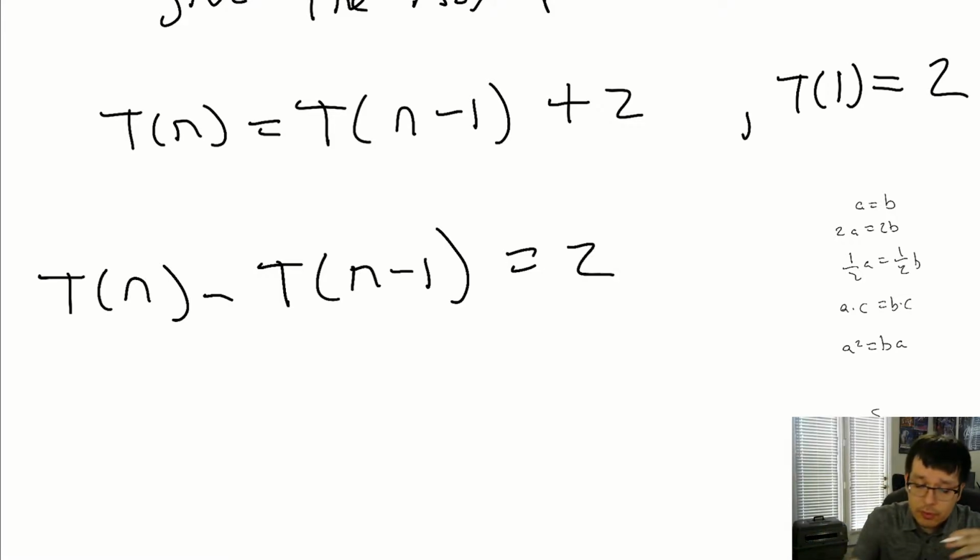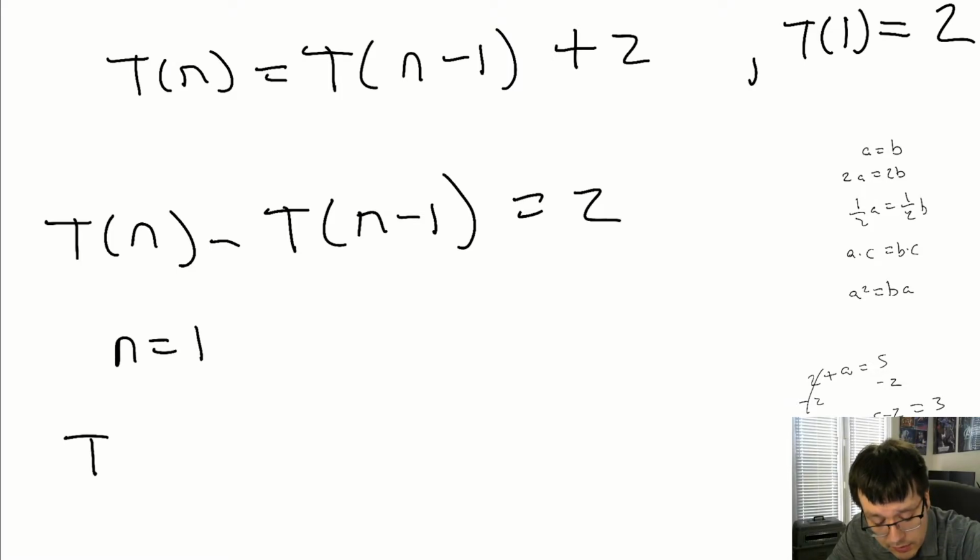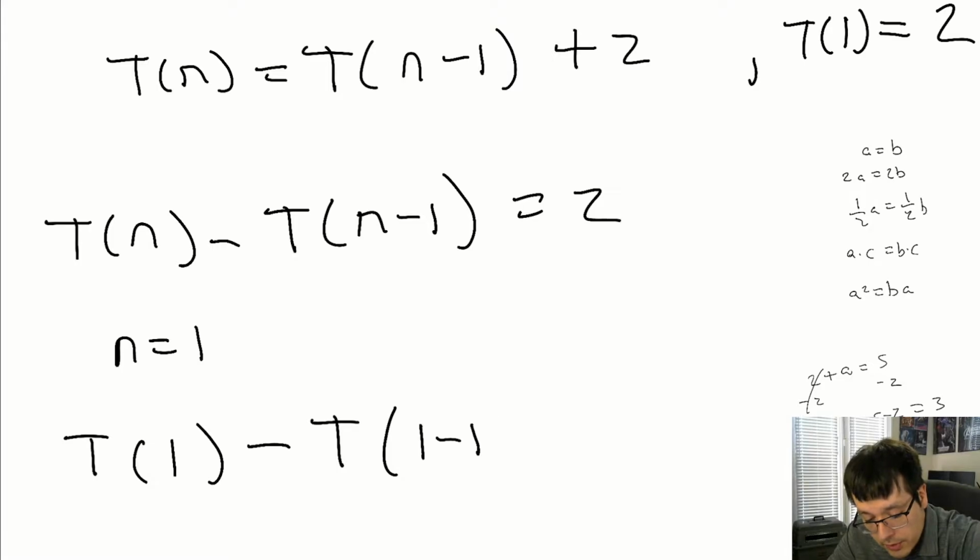So because we're going from 0 to n, let us try to plug in our base case here. So our base case is T of 1 is equal to 2, right? So that means that n has to be equal to 1. So if I plug that in and say T of 1 there, then this becomes T of 1 minus 1, which is 0, right?